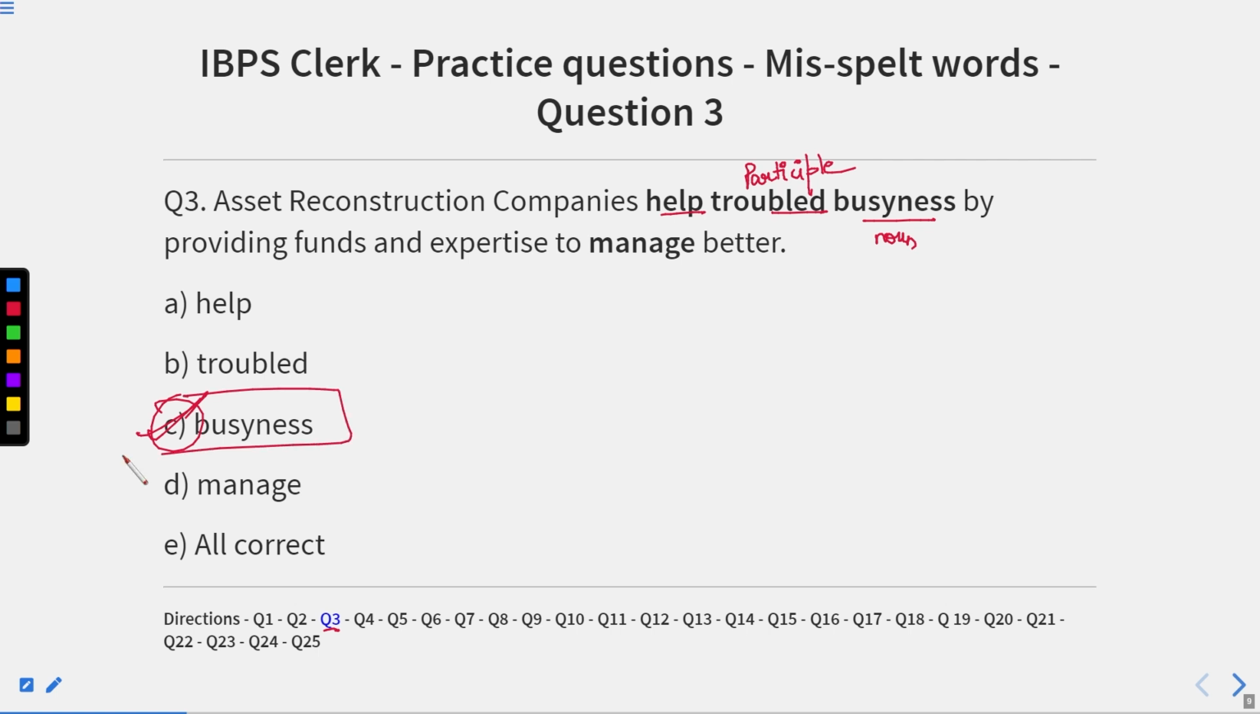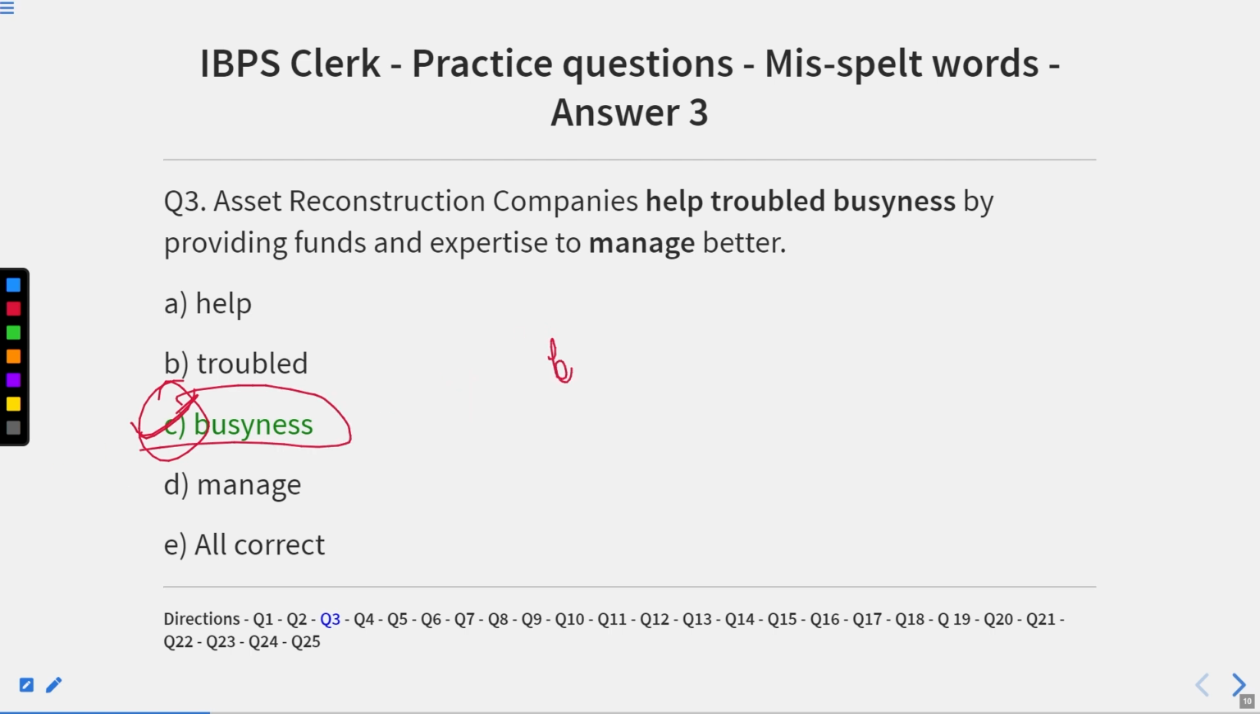Now, which is the correct word to be used? The word is incorrect, and the correct word should be business, because the spelling of business is B-U-S-I-N-E-S-S. So the spelling of this word is incorrect over here. So let us rectify it, and it should be B-U-S-I-N-E-S-S.